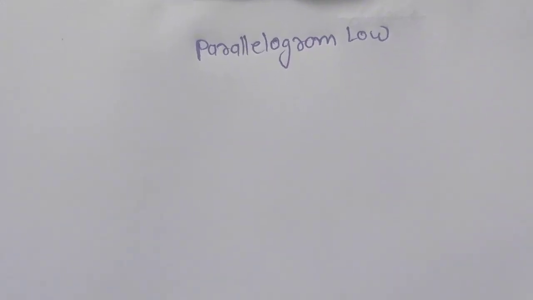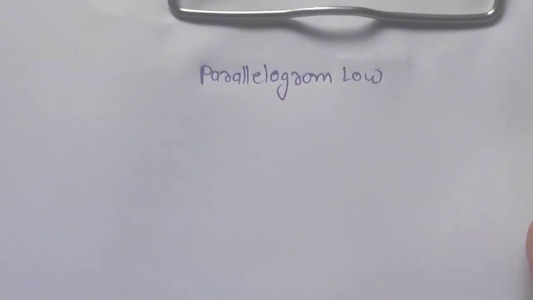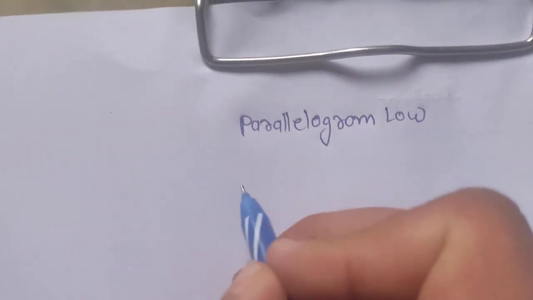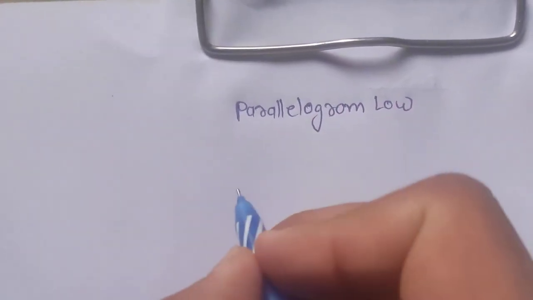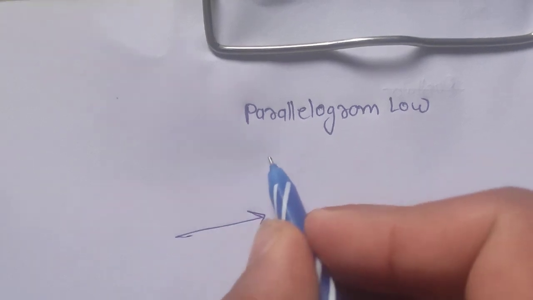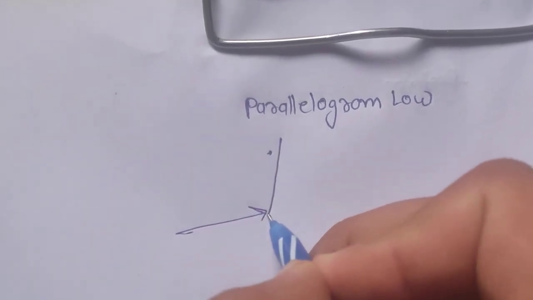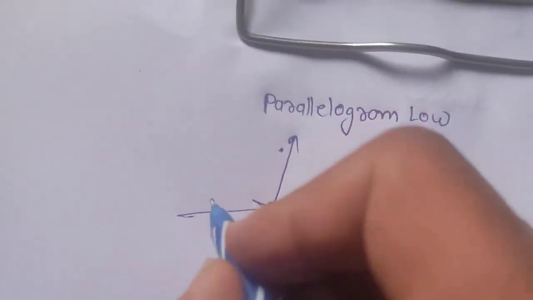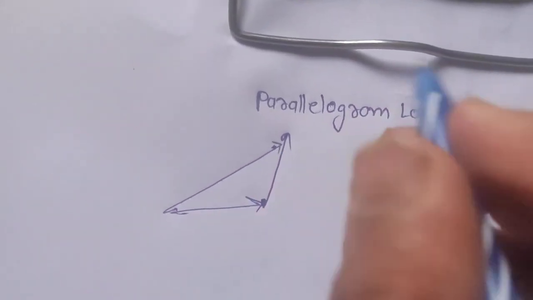Let's understand the parallelogram law of vector addition. In the previous class, I taught you that the triangle law is one form of vector addition. Basically, we know by the triangle law, if the vector is this and the second vector is from the head of the first vector, the resultant is this.